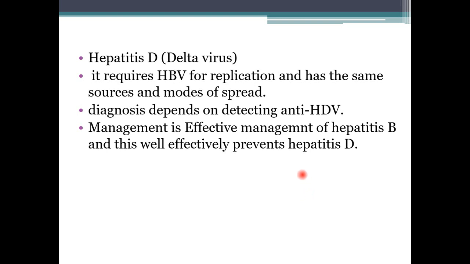Hepatitis D, or Delta virus, can cause acute hepatitis on top of hepatitis B. So it requires hepatitis B virus for replication and has the same source and mode of spread. Diagnosis depends on detecting HDV antibody. Management is effective management of hepatitis B, so effective management of hepatitis B will effectively manage and prevent hepatitis D.